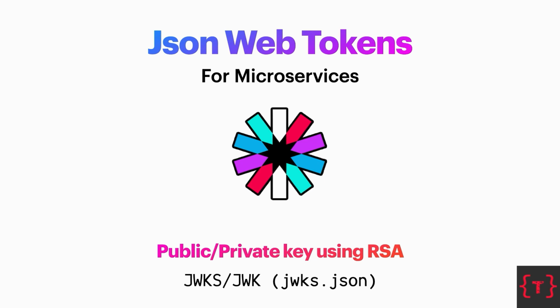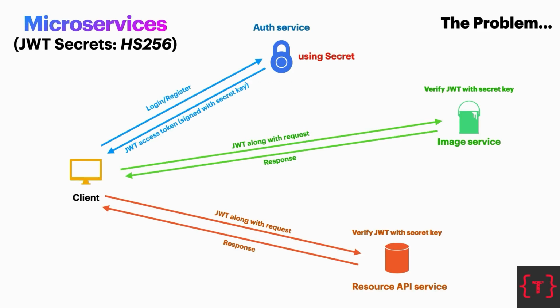But before that, I would be going through a couple of slides and let's see what the problem is with using the symmetric algorithm, and then we'll see what the benefits are of using the asymmetric algorithm, that is RS256, when signing and verifying our JWTs. And then later on we'll be diving into our code and we'll implement this asymmetric algorithm to sign and verify the JWT.